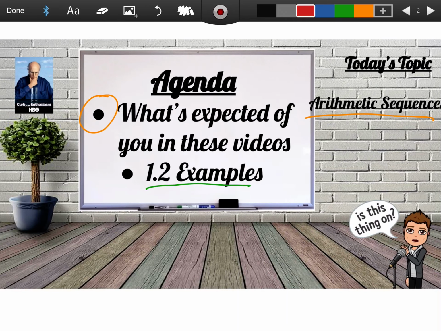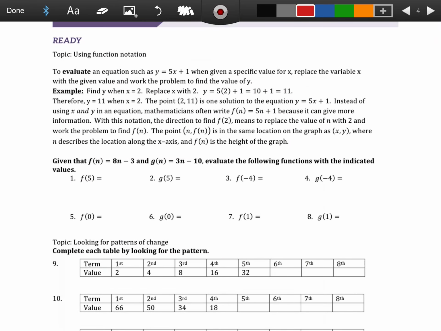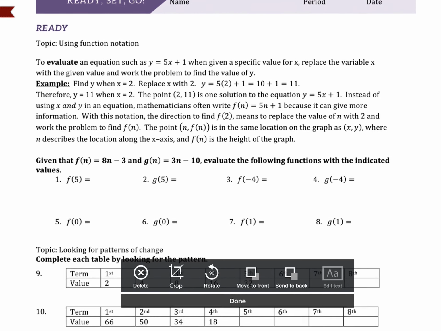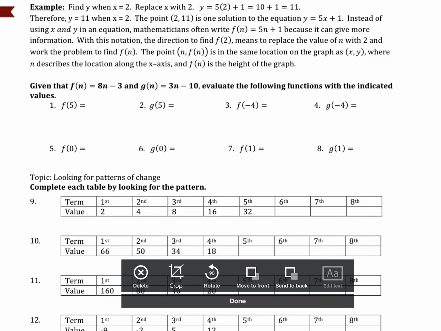All right, so where does that leave us on the agenda? Just looking at 1.2 examples. Let's knock these out. So I'm going to take a look at some of these. Some of these are already written out, and I'll leave it up to you to read through them. And I'm not going to do every problem. Sorry, I'm not going to do your homework. You can practice a little bit. You got this. And of course, I'm here to help you out if you get stuck.